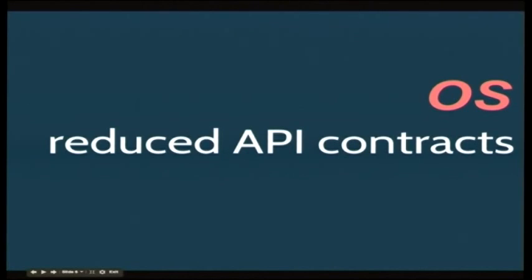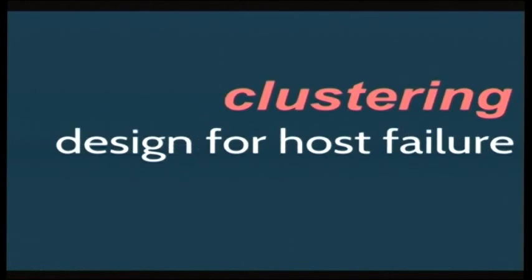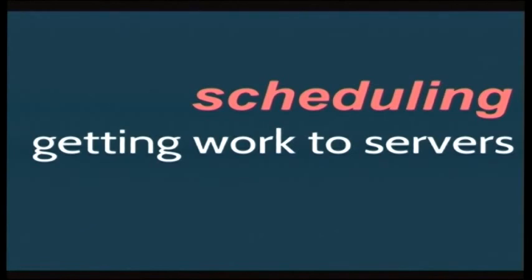Okay, so we talked about containers a bit. We talked about CoreOS and the reduced API contracts there and how they do stuff. The next piece is clustering, and this is where the schedulers come in, and where we start to talk about designing infrastructure for individual host failure. The first piece of that is etcd, where all that stuff's stored, but the other piece is scheduling.